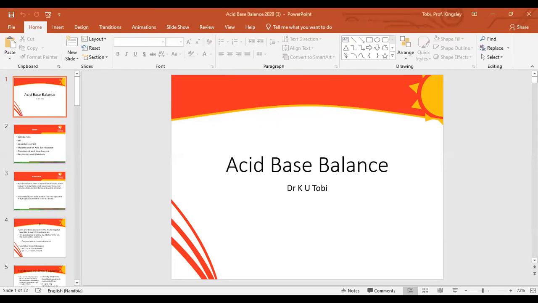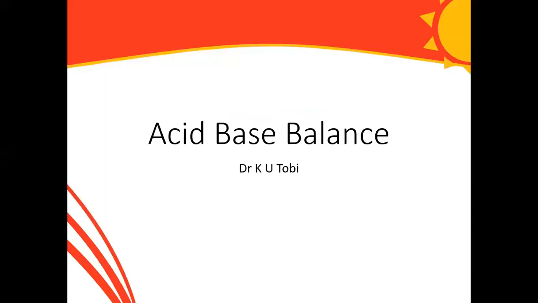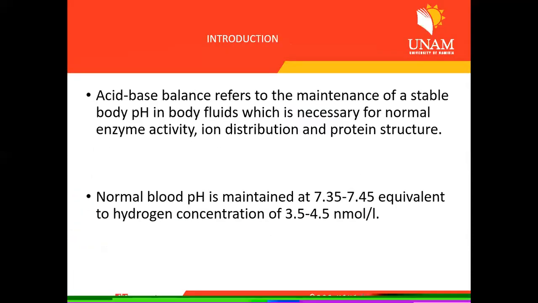I remember I was the one that taught you this in your year 4. You remember? Yes, doctor. All right, so acid-base balance refers to the maintenance of a stable body pH in body fluids, which is necessary for normal enzyme activity, ion distribution, and protein structure. When the body pH is not within normal range, we have abnormal enzyme activity, abnormal ion distribution, and a breakdown of protein structure.